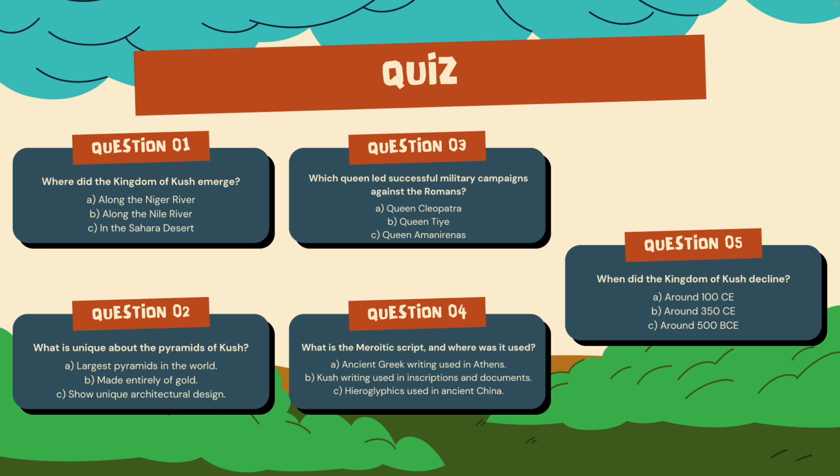Question 5. When did the Kingdom of Kush decline? What did decline mean? That means when did it start to fall? When was it no longer powerful? A. Around 100 CE. B. Around 350 CE. C. Around 500 BCE. All right, here are the answers.